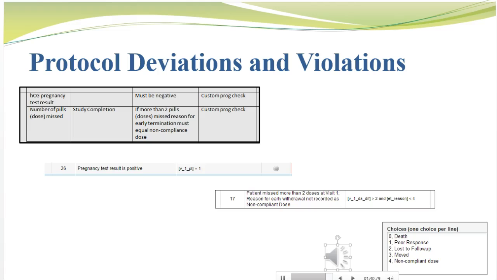So once again, we've closed the loop. We've identified potential violations in the protocol. We've developed our database so that it captures the data we need to find those violations. We've written edit checks to look for those violations, and we found a way to follow up and see if the violation occurs, if the patient is discontinued as appropriate.